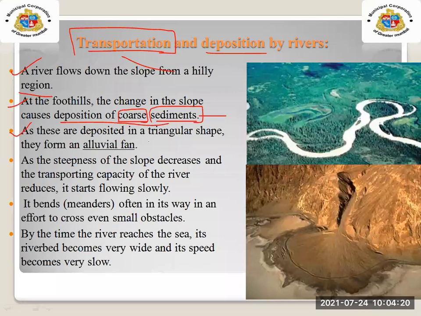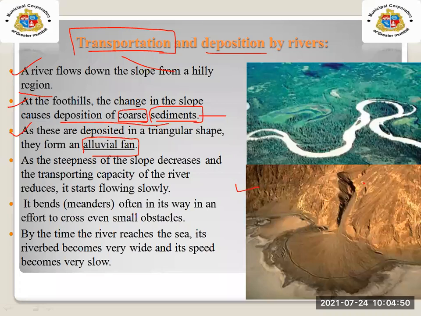As these are deposited in a triangular shape, they form an alluvial fan. This is an alluvial fan. Now, to understand this, let's see this image. This image will explain to us about the alluvial fan.